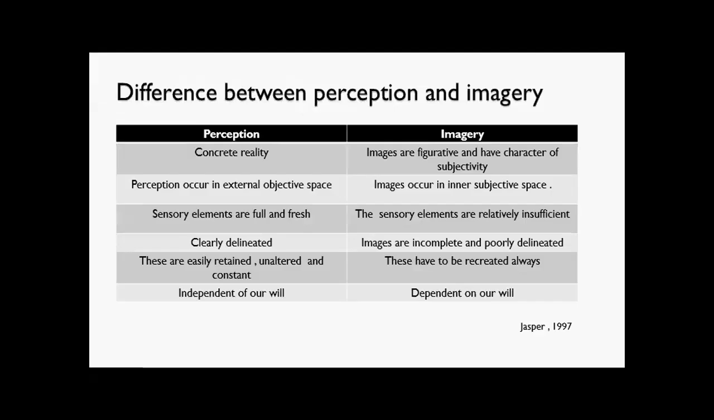Now, the difference between perception and imagery. Perception is concrete reality. However, imagery is figurative and has a character of subjectivity. Perceptions occur in external objective space, whereas imagery occurs in internal subjective space. In perception, the sensory elements are full and fresh. In imagery, the sensory elements, although full and fresh, are relatively insufficient. Perceptions are clearly delineated. Imagery is incomplete and poorly delineated.